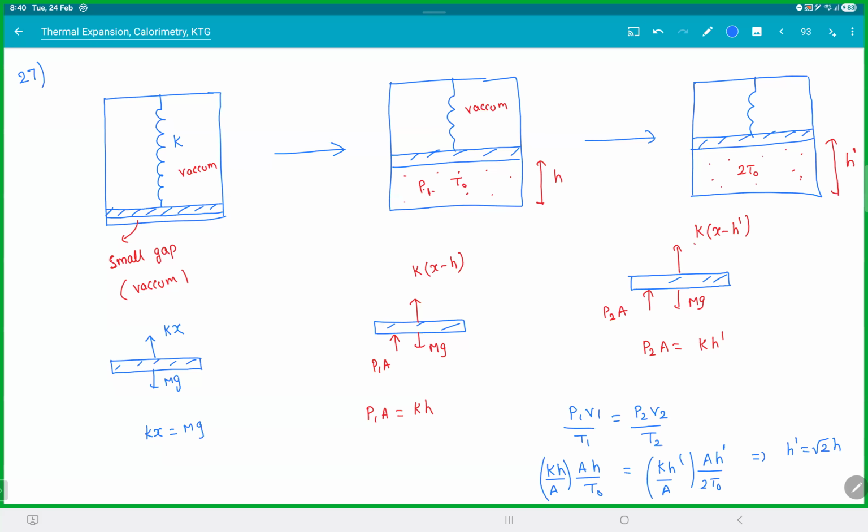Clear this? Easy? Let's see one more. Let's do a little tougher one. If you see, we just did one equilibrium and one ideal gas equation.